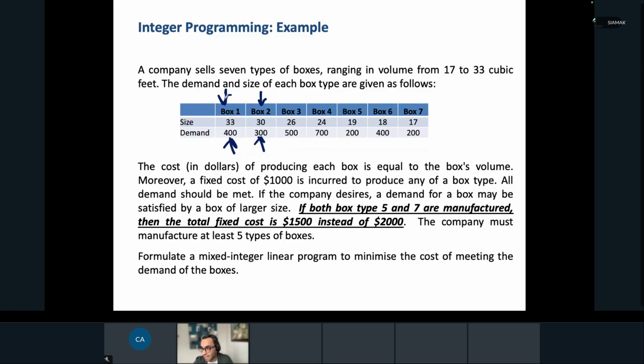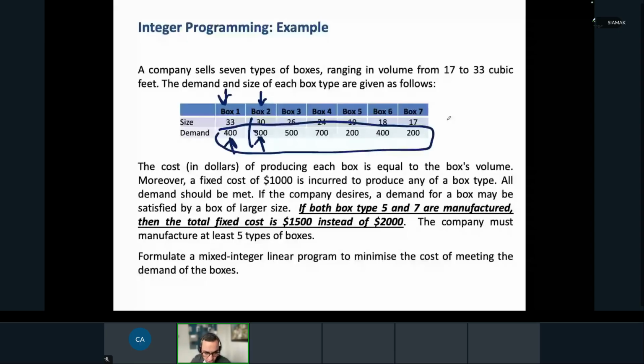So box 1, x1, should be allowed to be as big as the total demand of these boxes, because this is what can happen. For box 2, it is the demand of box 2 plus everything less than that. For box 3, itself and everything less than that. So the number of each of the boxes that we can produce, based on the constraint that one box can be used to satisfy the smaller box demand, we have to find the total demand that it can satisfy, and that becomes big M.